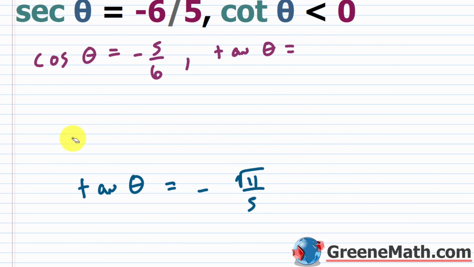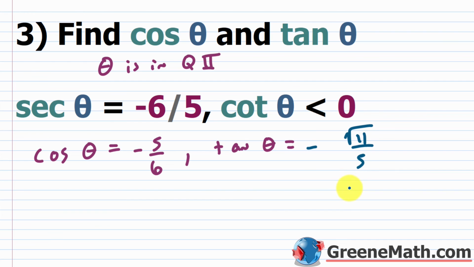Let me get rid of all this, and let me just paste this in nicely like that. So we can see that the cosine of theta is going to be negative 5/6, and the tangent of theta is going to be equal to the negative of the square root of 11 over 5.